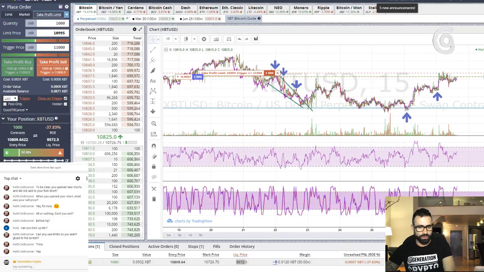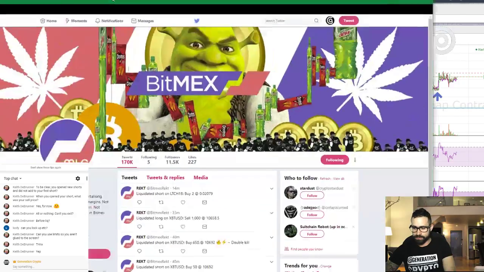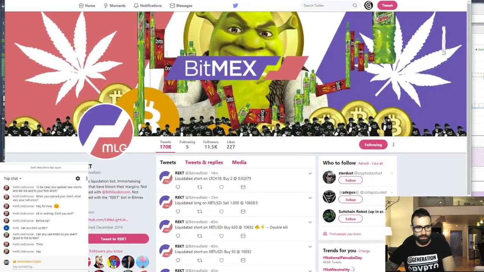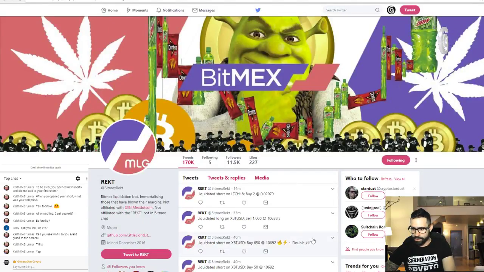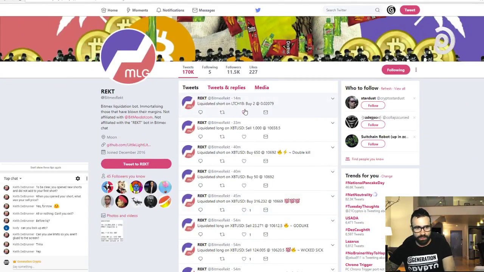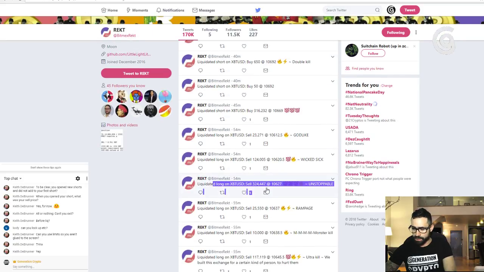One good resource is this bot that I've been using. It's the Bitmex Rekt bot on Twitter, and this might seem silly, but somebody coded this bot to actually pull up the liquidations. It doesn't just do the BTC ones, but anything that's XBT USD is a BTC liquidation. So you're seeing a short position of 650. Here there's a liquidated long at 324,000.